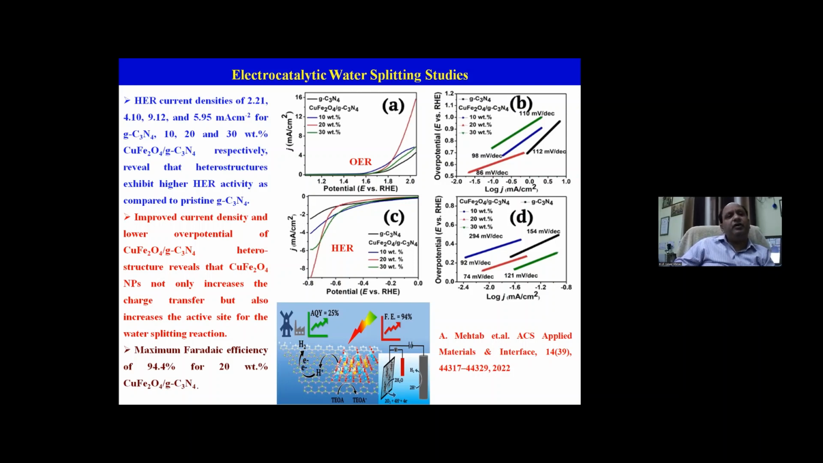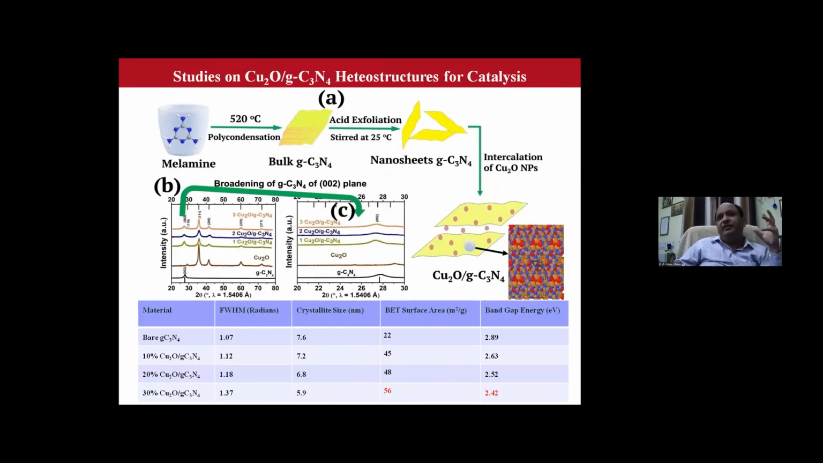And we have also obtained the maximum ferritic efficiency, which was around 95% for 28% loading of copper ferrite over the graphitic carbon nitride nanosheets. Then we have designed the heterostructures of the copper oxide with graphitic carbon nitride. And this is the actual reaction methodology: how we have prepared the copper oxide with graphitic carbon nitride.